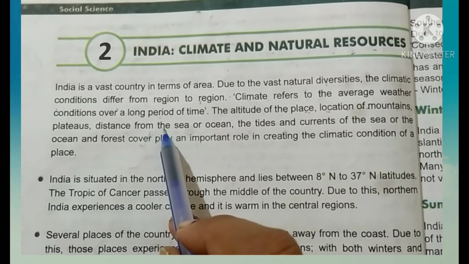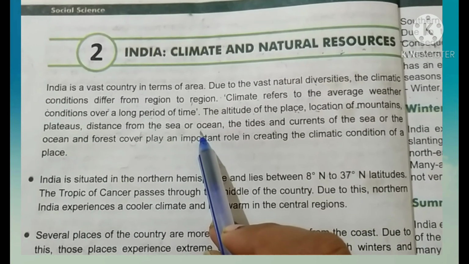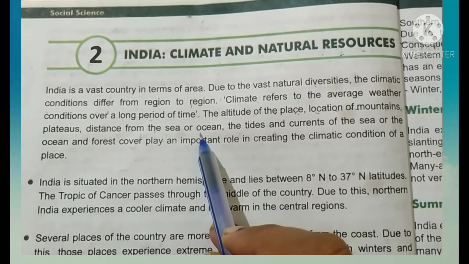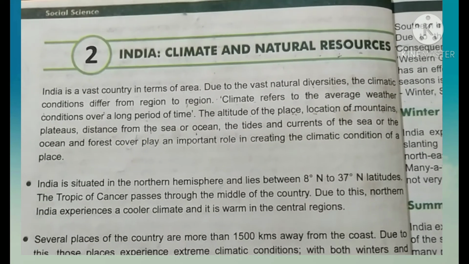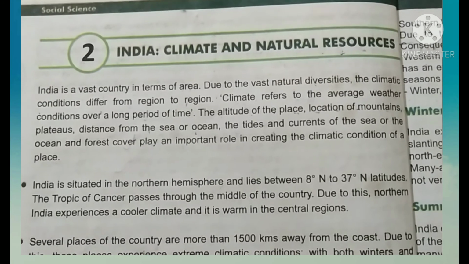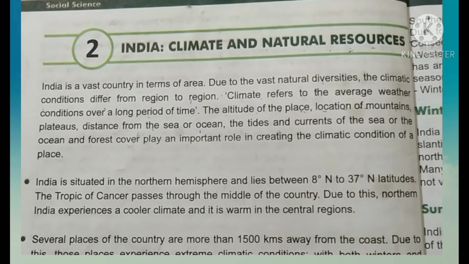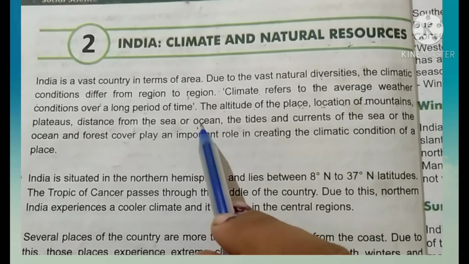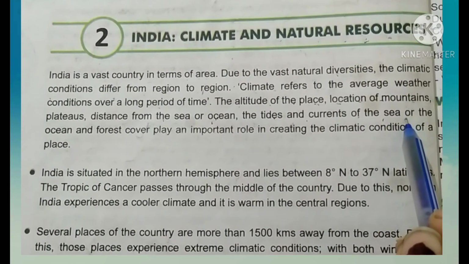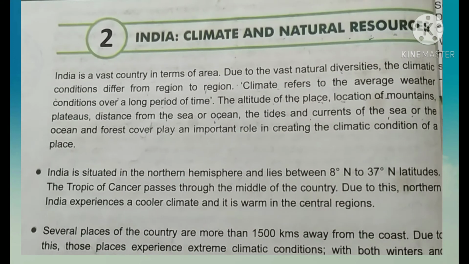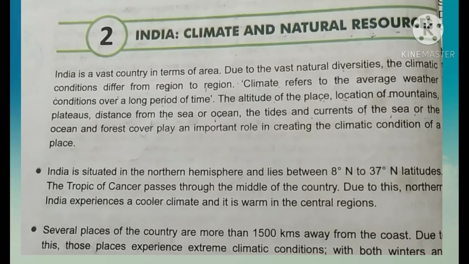Then distance from the sea or ocean. Means suppose a place is there, for example, we are taking a place which is nearby the seashore. For example, Tithal. You have that beach, so when you go over there, especially in the summer season, you feel good, so the temperature is down. The distance from the sea or ocean, then the tides and currents of the sea or the ocean, and even the forest cover.